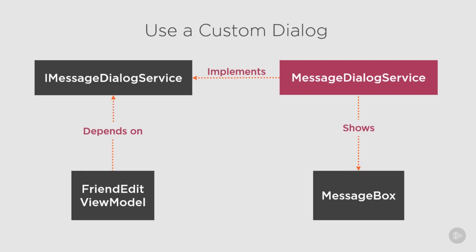In the previous clip, we have implemented the message dialog service to show a message box. As the friend-edit view model does not know of the message box at all, we can just swap it out and use a custom dialog. And to do this, we only have to adjust the message dialog service.